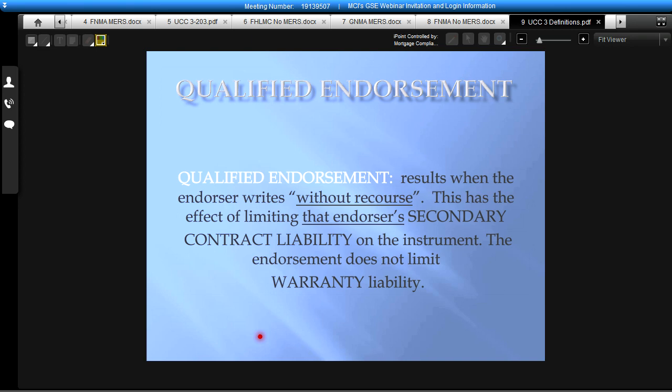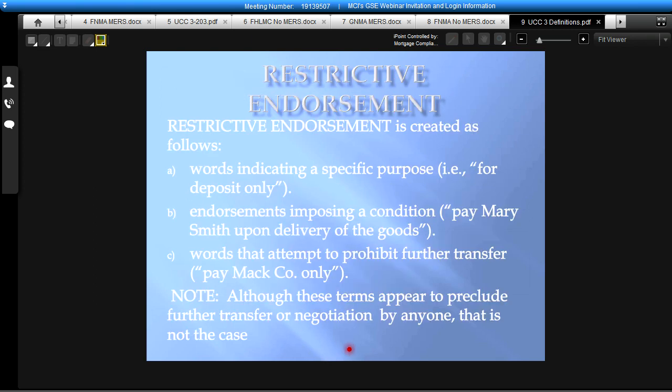Okay, what is a restrictive endorsement? A restrictive endorsement is created as follows. A, words indicating a specific purpose. Example, for deposit only. B, endorsements imposing a condition. Example, pay Mary Smith upon delivery of the goods. C, words that attempt to prohibit further transfer. Example, pay Mac Company only. Now, although these terms appear to preclude further negotiation by anyone, that is not the case.